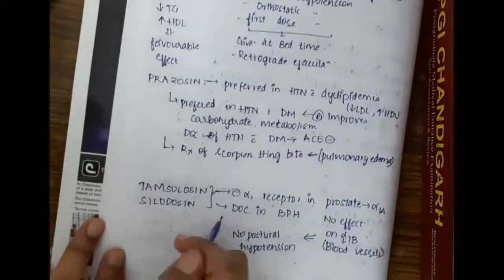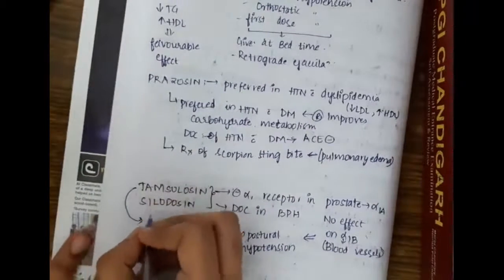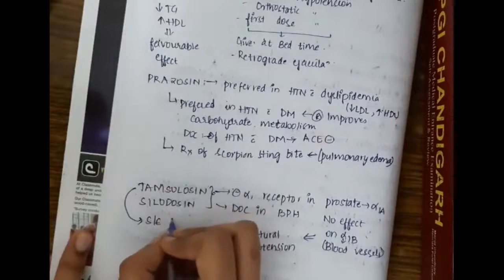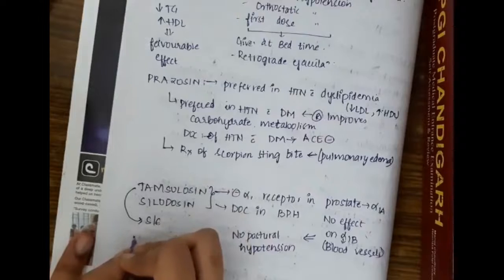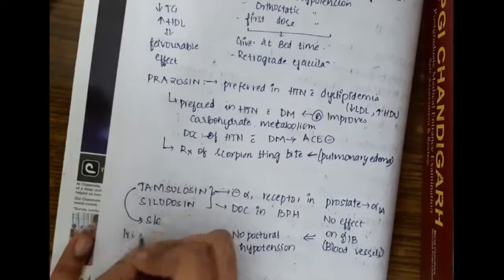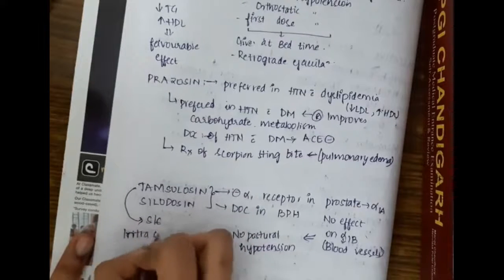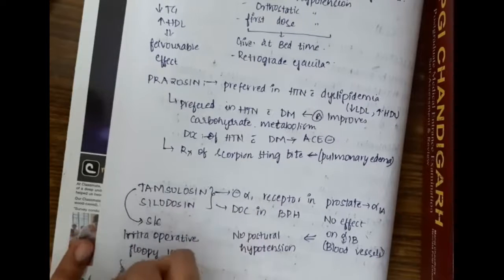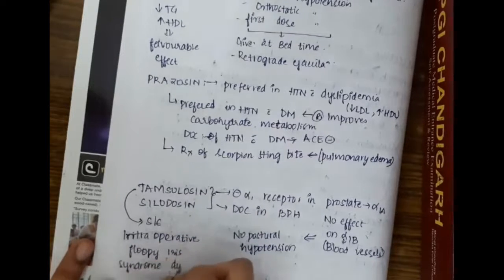If you see the side effects of tamsulosin alone, it causes intraoperative floppy iris syndrome during cataract surgery.